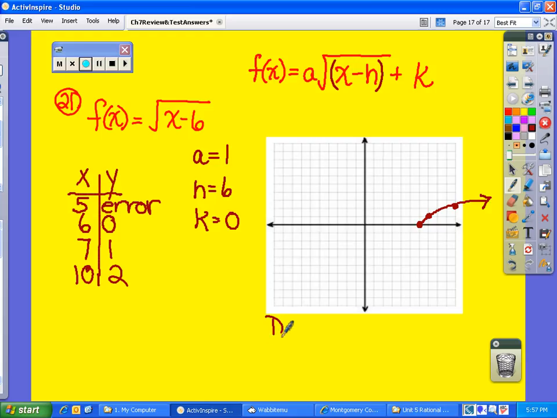Domain and range, always from least to greatest. In this case, 6 to infinity and 0 to infinity.